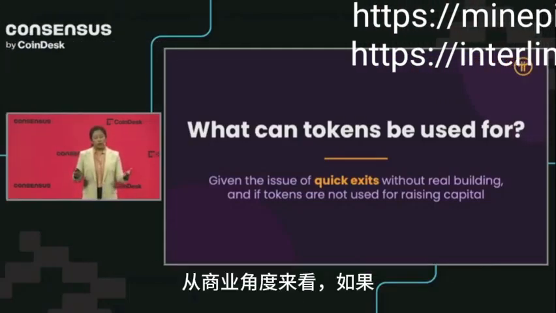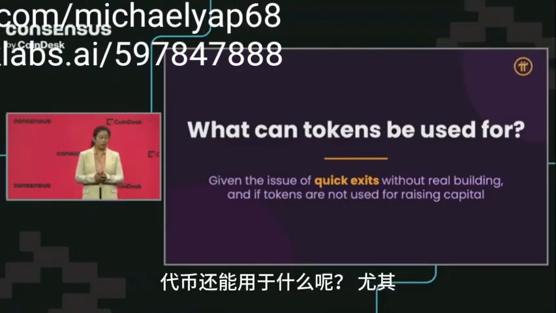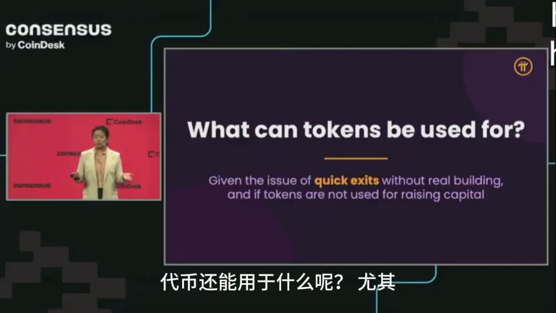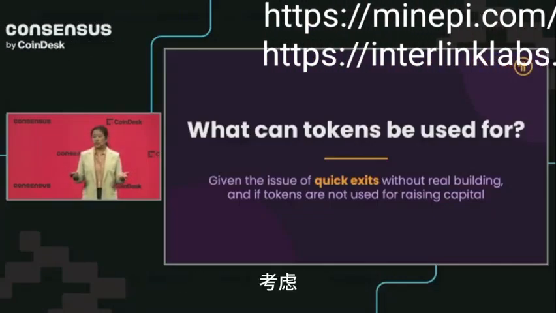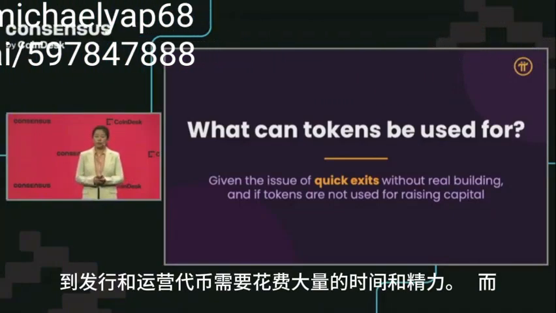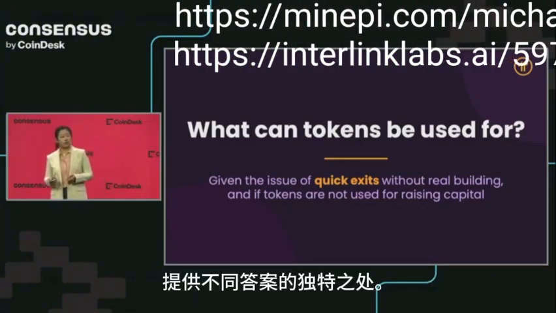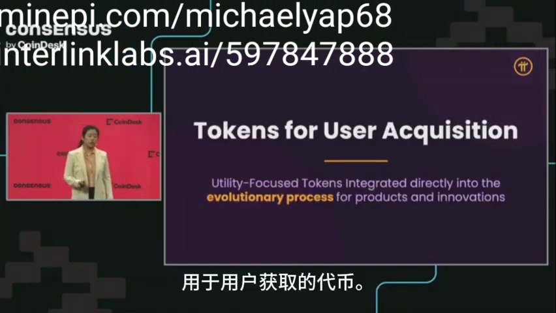However, from the perspective of business, if tokens cannot be used to raise capital, what can tokens be used for? Especially given how much time and effort it requires to issue and operate a token. This is where Pi is uniquely positioned to provide a different answer. Tokens for user acquisition.